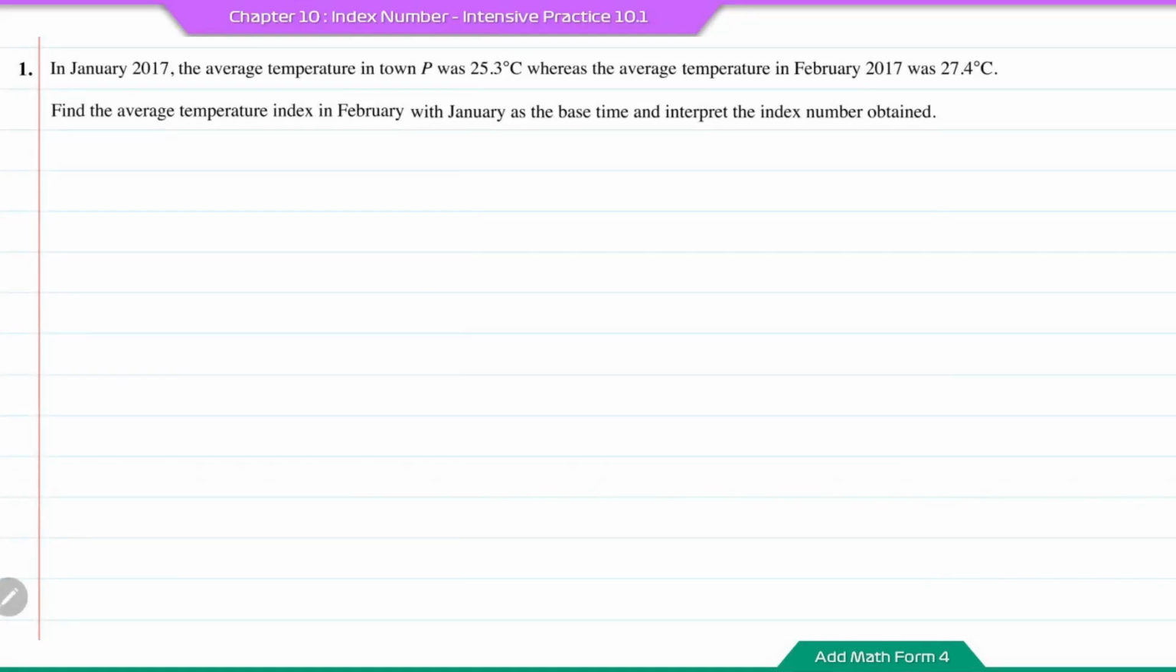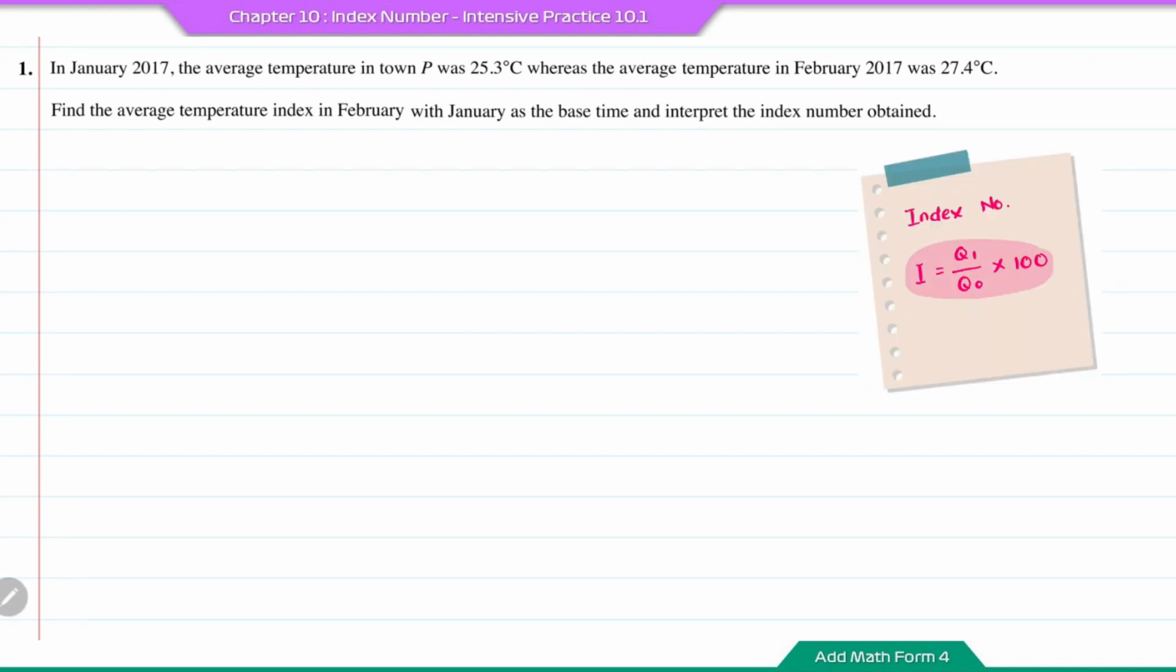Intensive Practice 10.1, question number 1. In January 2017, the average temperature in town P was 25.3 degrees Celsius, whereas the average temperature in February 2017 was 27.4 degrees Celsius. Find the average temperature index in February with January as the base time and interpret the index number of 10.